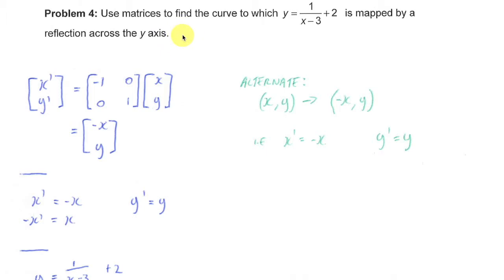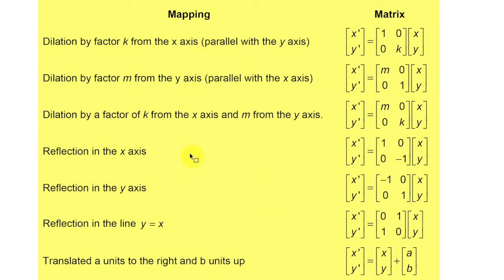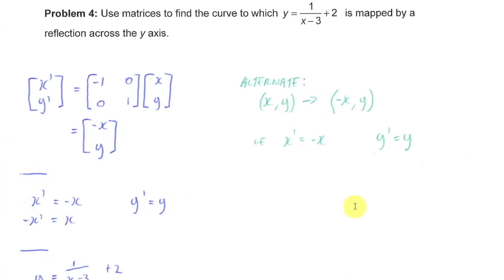Okay, so we're reflecting the y-axis. So this is a hyperbola, but we're reflecting the y-axis. So we look at our reflection matrices, reflection of the y-axis. We're going to be using this setup, and that's our starting point. So x prime y prime is equal to this particular matrix from the yellow box being multiplied by the original. Performing the multiplication, you get this.